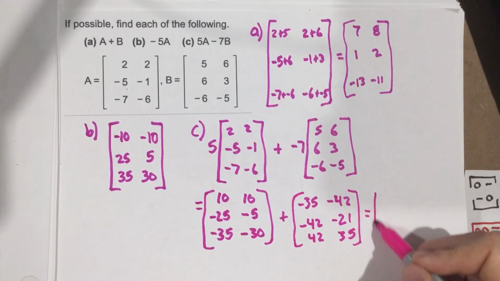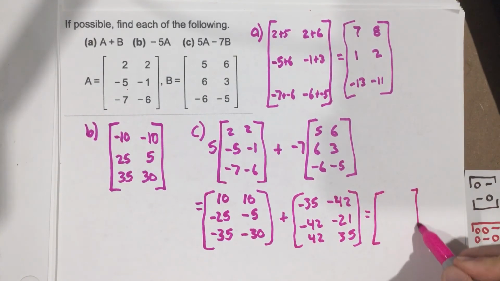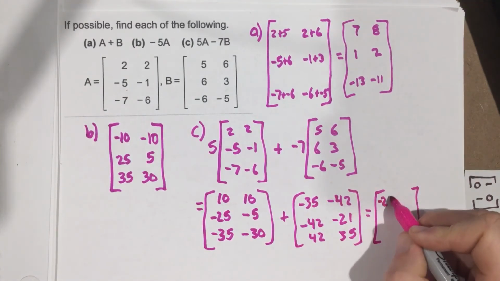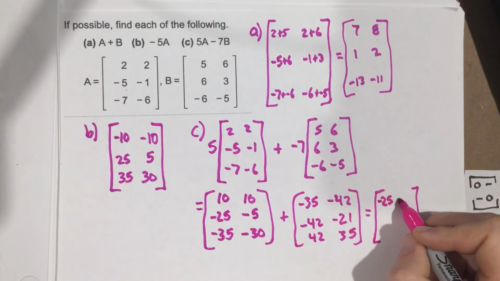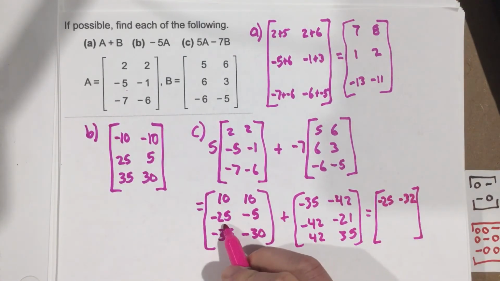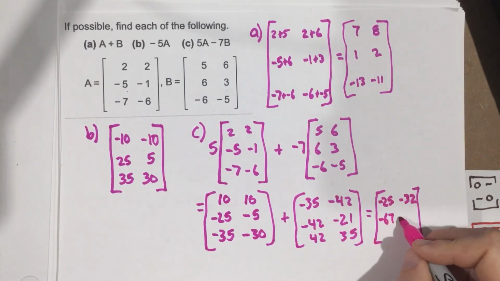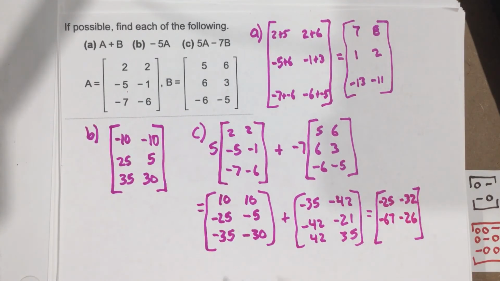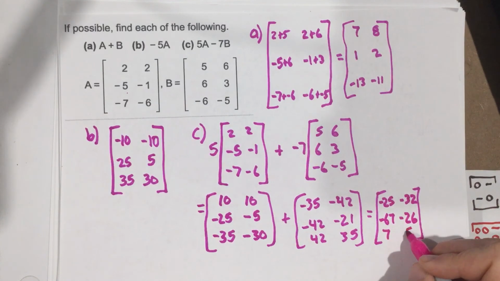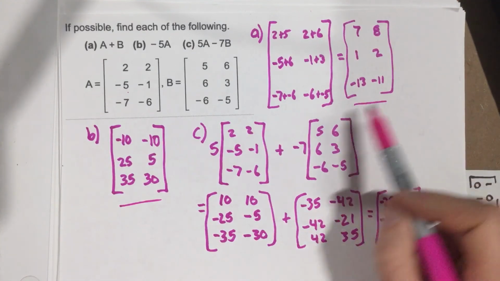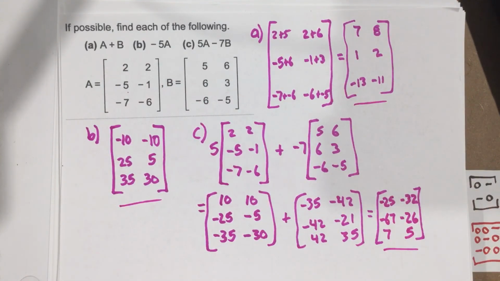When we add those together, 10 and negative 35, that's negative 25. 10 and negative 42, that's negative 32. Negative 25, negative 42, negative 67. Negative 5, negative 21 would be negative 26. Negative 35 and 42 is 7. Negative 30 and 35 is 5. And so we have our three solutions here for our operations on matrices.